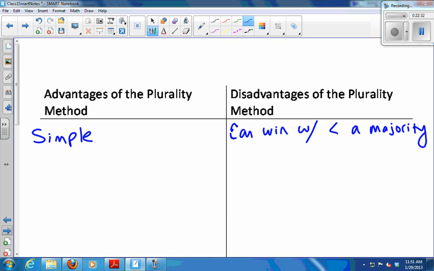In fact, yes, true. And the more options you have, the worse this gets, right? If you have 100 choices, someone could win with 1% of the vote. 99% of the people voted for something else, right? So the more choices, the smaller the percentage necessary to win.